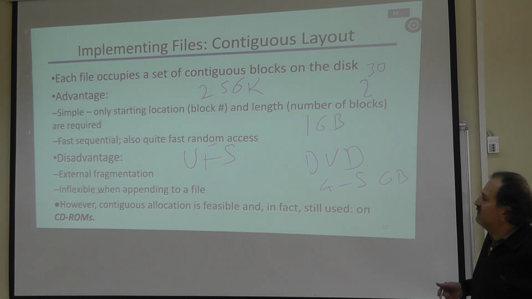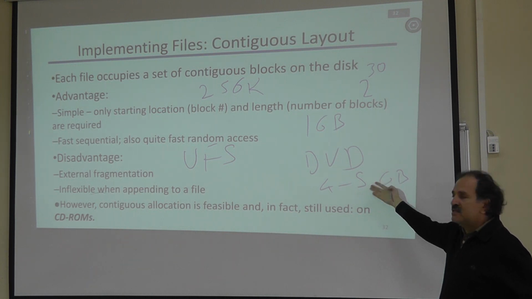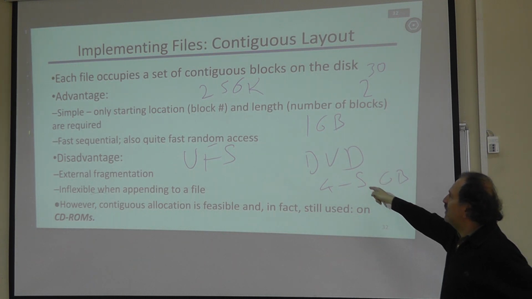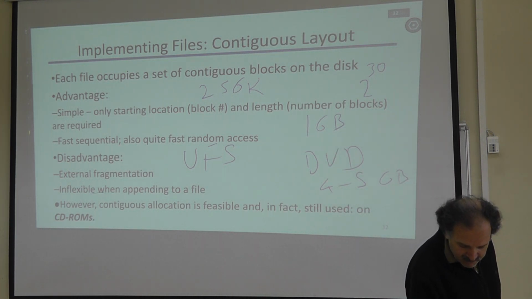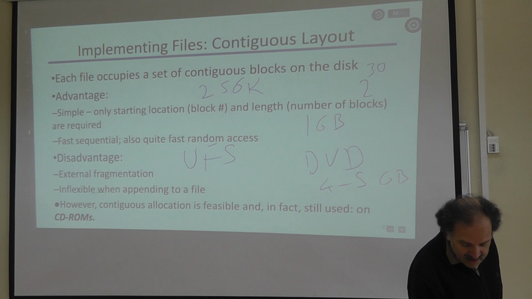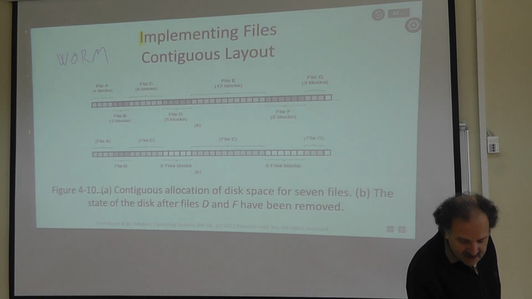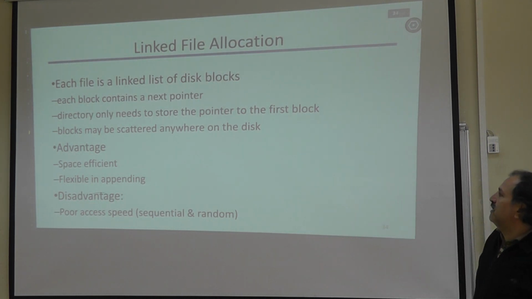And again, we have the same problem for the DVDs. Even though I have 5 gigabytes of available disk space, I cannot have files larger than 1 gigabyte of data. These kind of problems, we still have them, and we will have those kind of problems in the future too. So contiguous layout, fragmentation, and appending files are the disadvantages, inflexible. To solve those problems, they switch to linked file allocation.